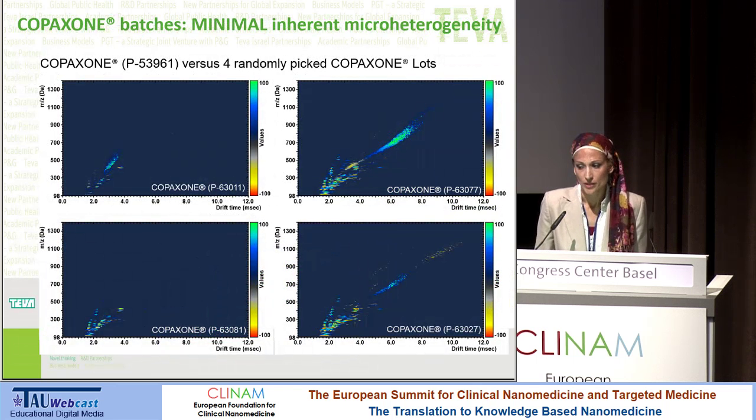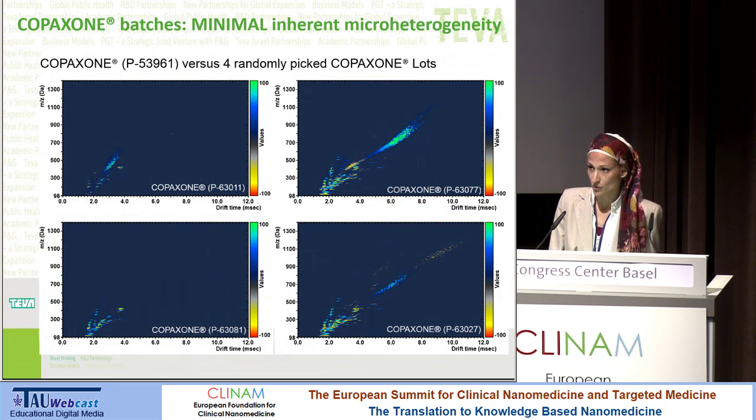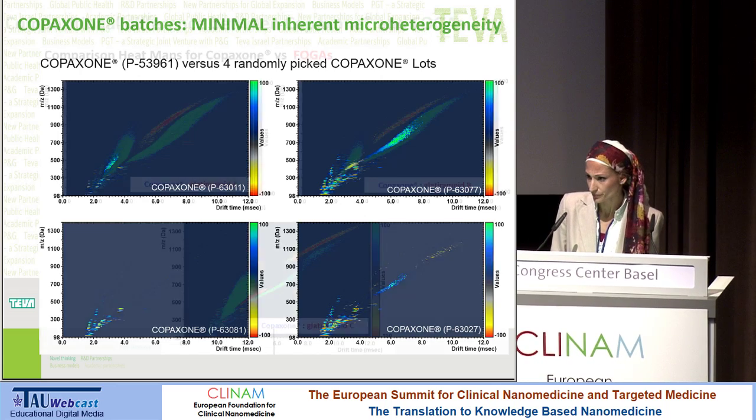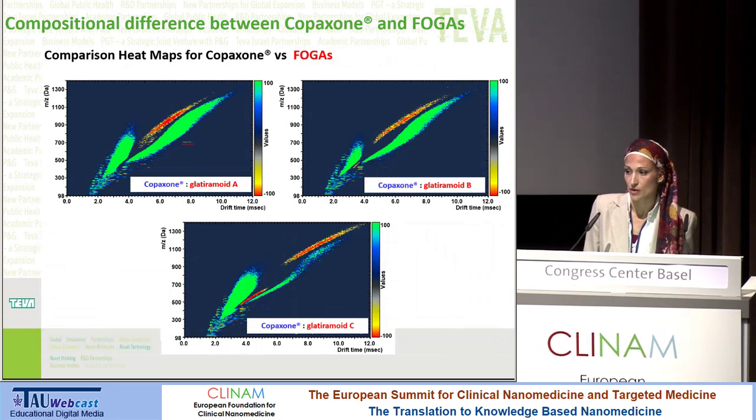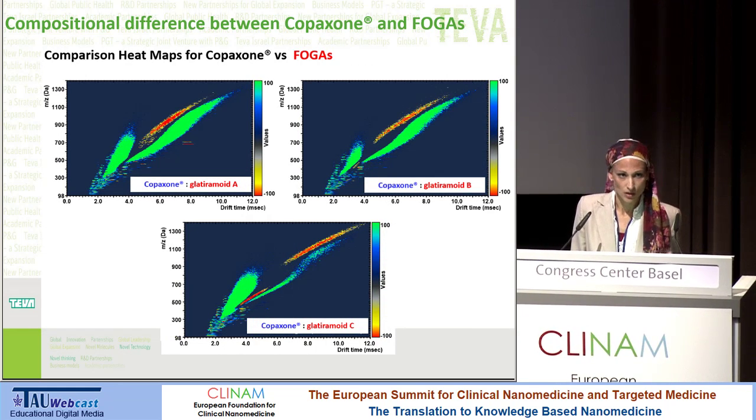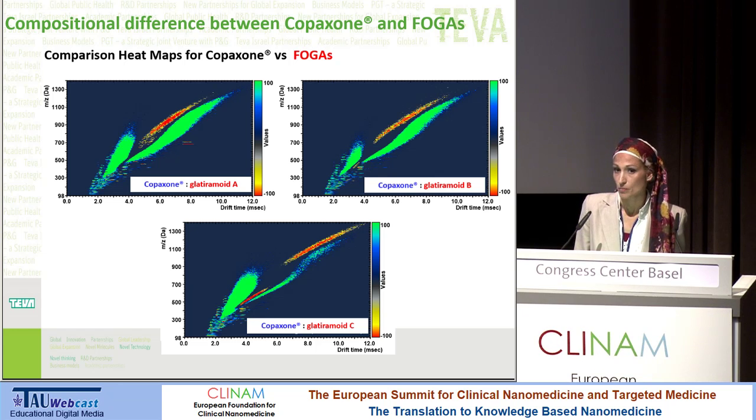So here, of course, first we characterize Copaxone. These are just a few examples of interbatch differences. And you can see that there is minimal inherent microheterogeneity that we expect from complex medicines, but it is minimal. If we compare the exact same Copaxone batch to any one of the FOGAs, and here I'm only showing 3 of those, marked differences are seen.